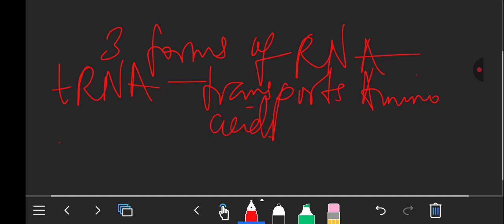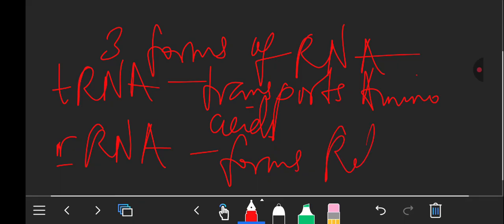Then we have rRNA, which is also known as the ribosomal RNA. The ribosomal RNA joins with the proteins to form what are known as the ribosomes. So it forms the ribosomes after joining with the proteins. We need to appreciate that.